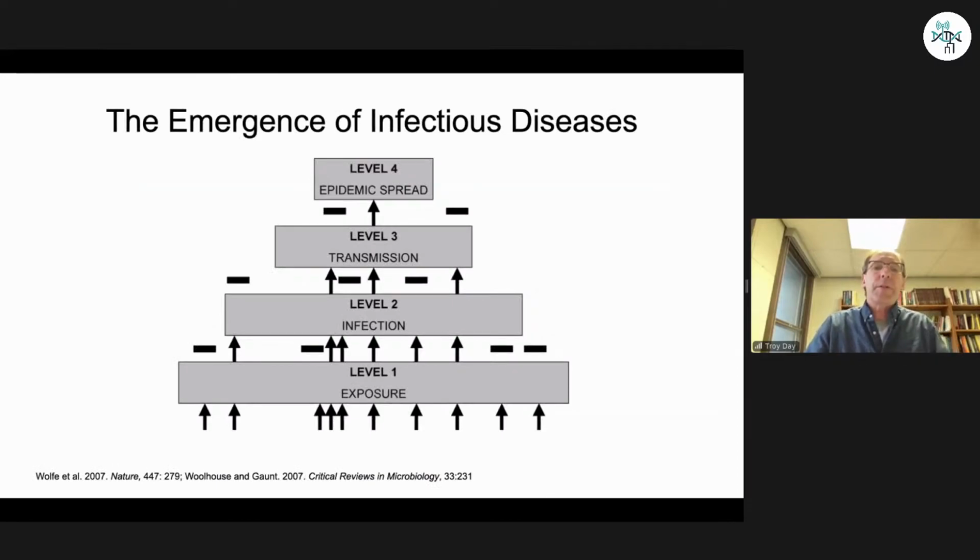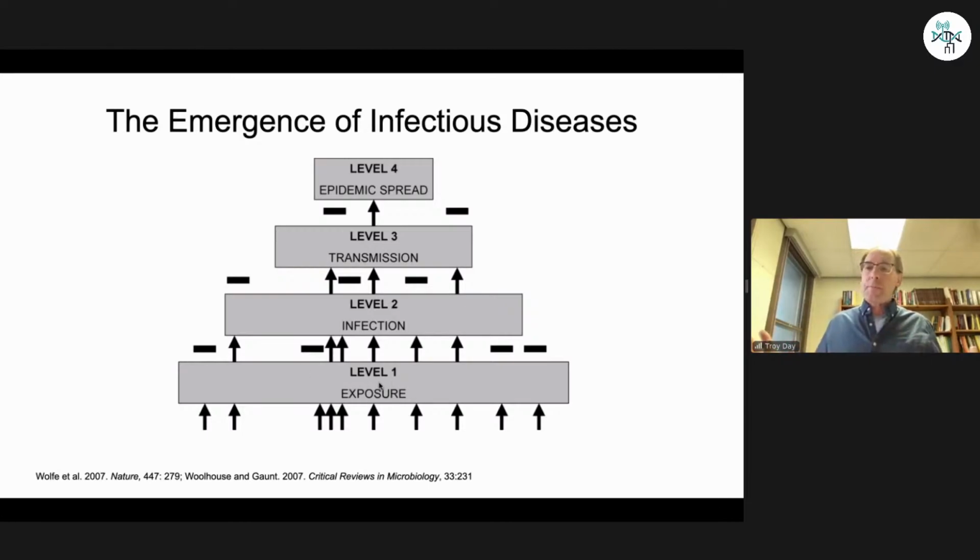So let's first talk about the emergence of infectious diseases. And maybe one of the nicest ways to conceptualize this is through what's called a pathogen pyramid. And the idea is there's 4 levels or stages that the emergence of a novel infectious disease goes through. And in the first level or stage, this level 1 is basically an exposure stage.